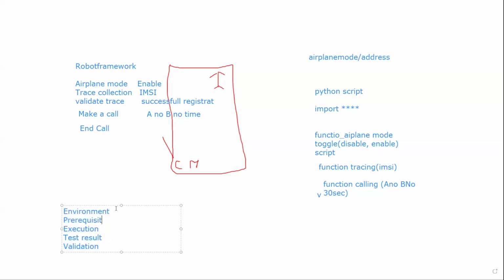Suppose you want to test registration. You must have some environment. The subscriber should not be registered previously. To execute it, what are the things we need to do in the backend? Which node should be involved? These things should be there, right? This is the structure of a test plan.